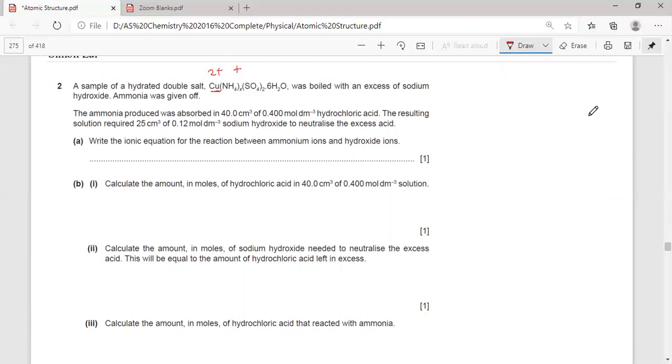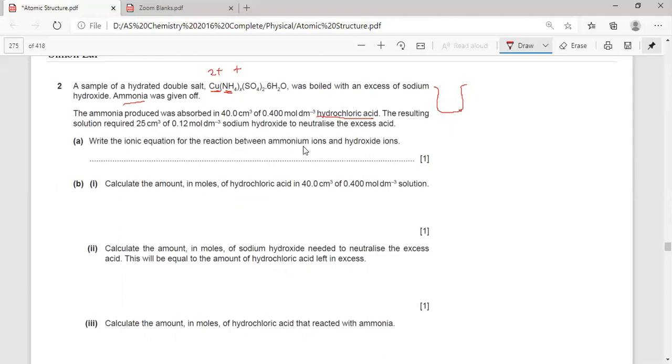Okay, was boiled in excess. So again, ammonium salt gives what? Ammonia. Same idea, isn't it? Ammonia produced was absorbed by HCl now, instead of H2SO4. The resulting mixture requires so much of it, the same, isn't it? So remember, if you want to draw a diagram, now we draw a bit smaller so we can fit more inside here.